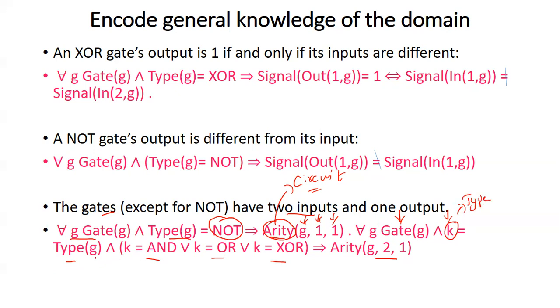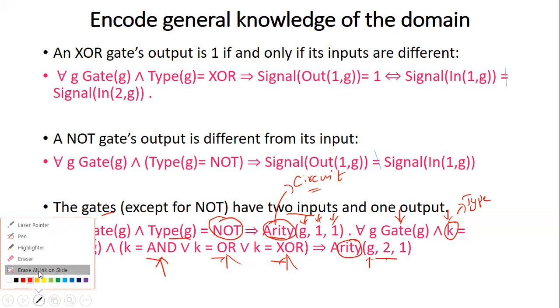K is equal to type of G, and K can be either AND, OR, or XOR. If the type is AND, OR, or XOR, then the circuit for those gates will have two inputs and one output. So that's what this statement says.